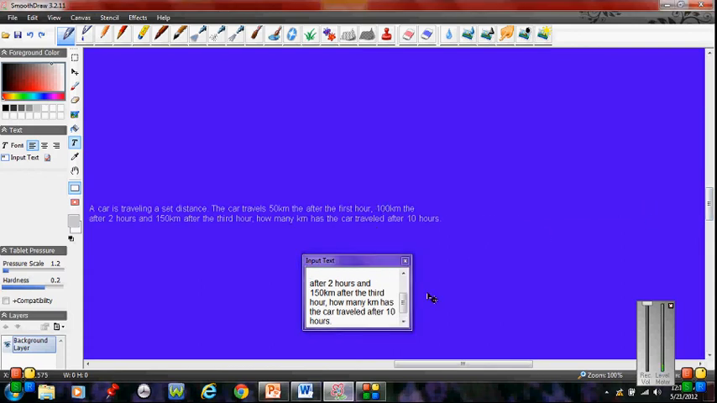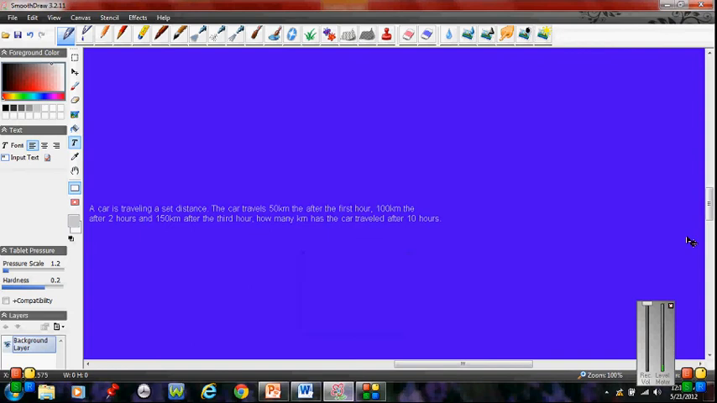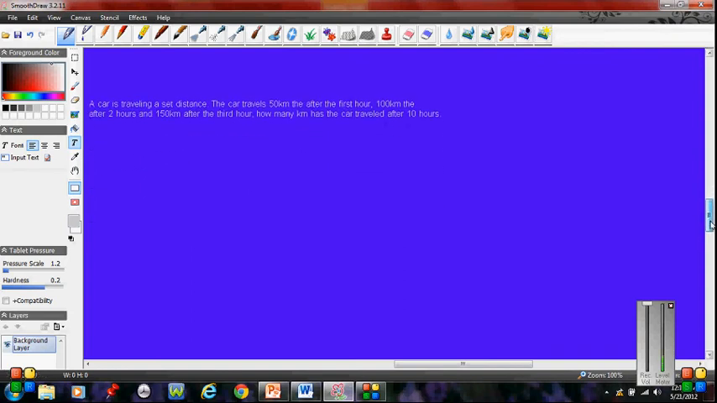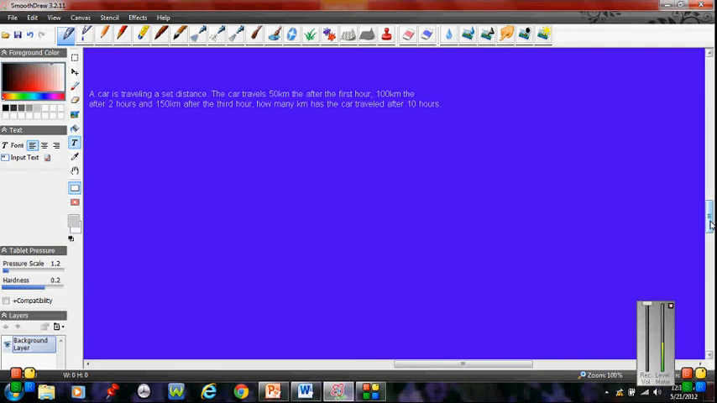Alright, quite a short question, nothing big. A car is traveling a set distance. The car travels 50 kilometers after the first hour, 100 kilometers after the second hour, and 150 kilometers after the third hour. How many kilometers has the car traveled after 10 hours?